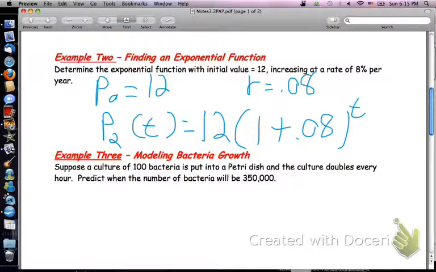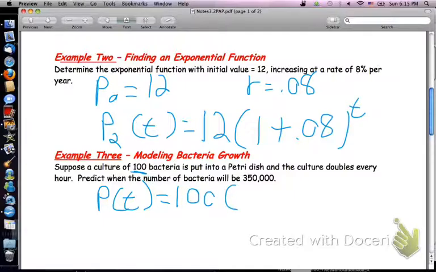Now example 3 is a little more challenging because we're going to have to actually make some predictions using a model. So we're given that 100 bacteria is put into a petri dish and it's doubling every hour. So first let's try to model this. So if we have, we'll just do P of t for population is equal to, our P0 would be what here? 100, so we write 100.